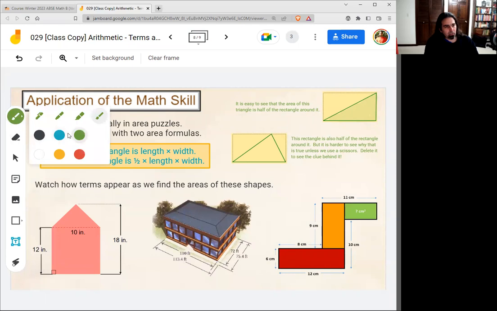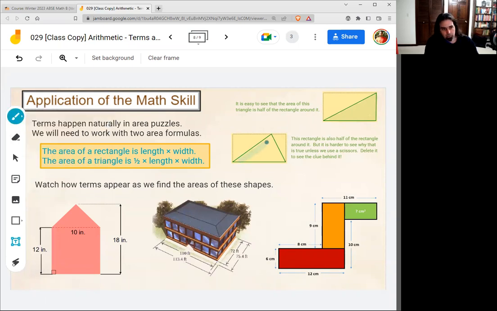This other triangle, this one, I have to convince you more. Is this one really half of the rectangle that surrounds it? Maybe, but it's not nearly so obvious.